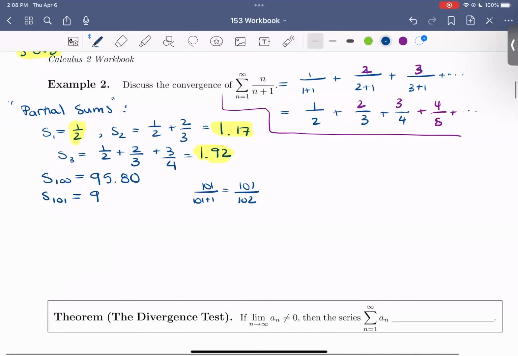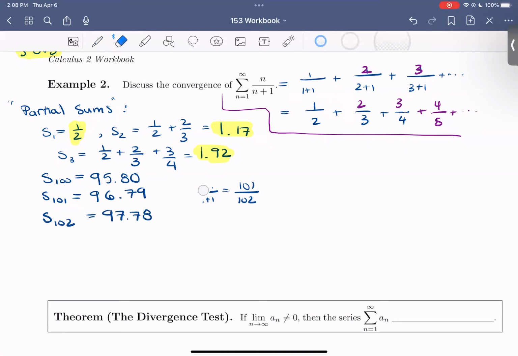And when we do that, we're going to get 96.79. When we add one more term, S 102, we get 97.78. So far we can look at this and ask, is it clear that these numbers are going to some number? Maybe we think they're going close to 100, but still we're already at the 102nd partial sum and we're not getting there yet.